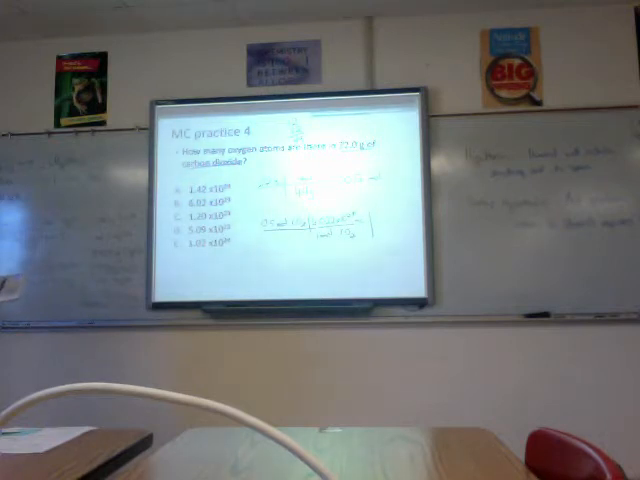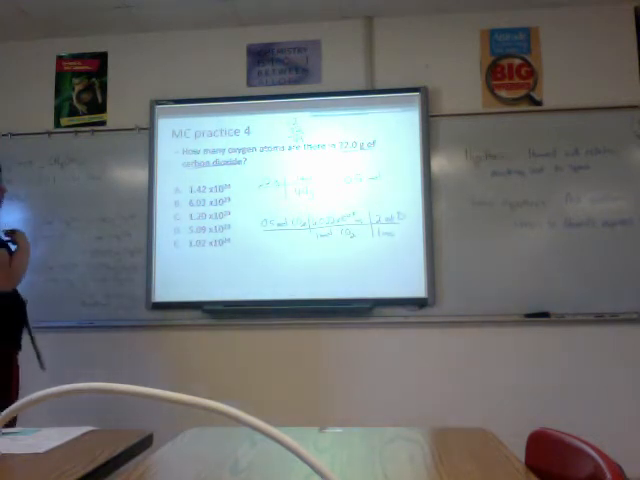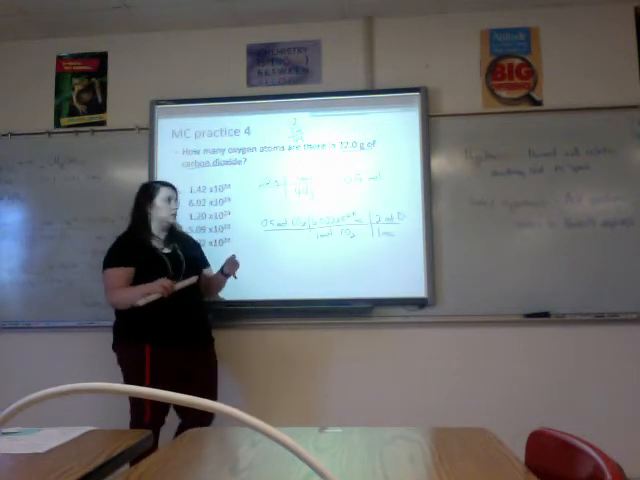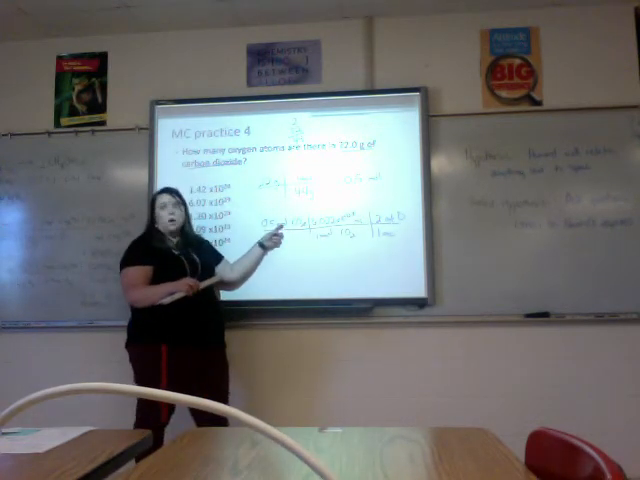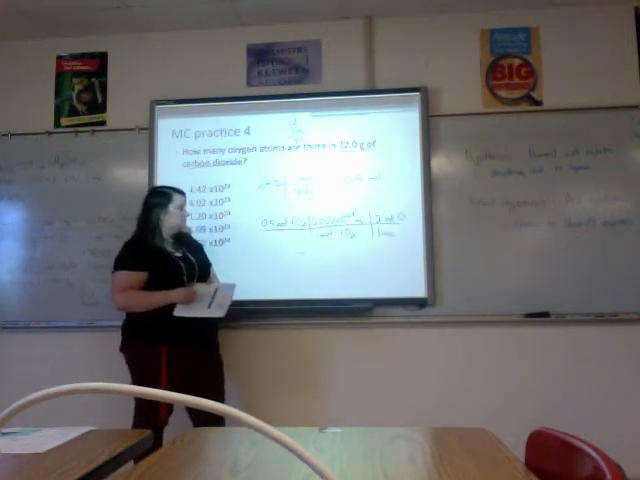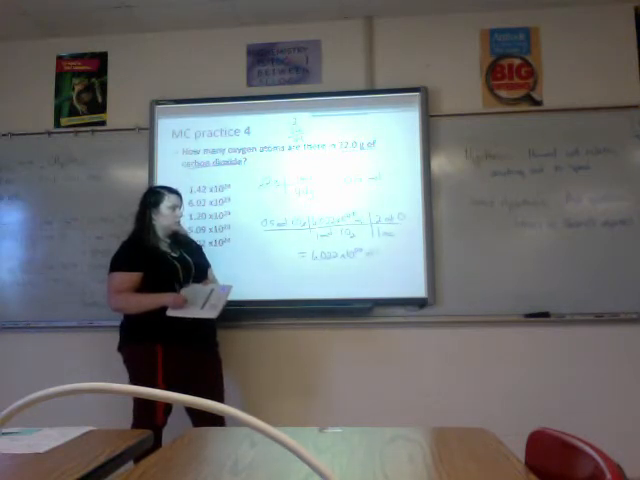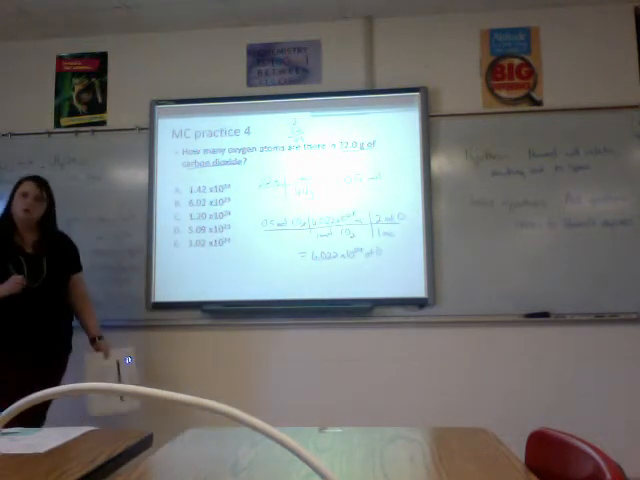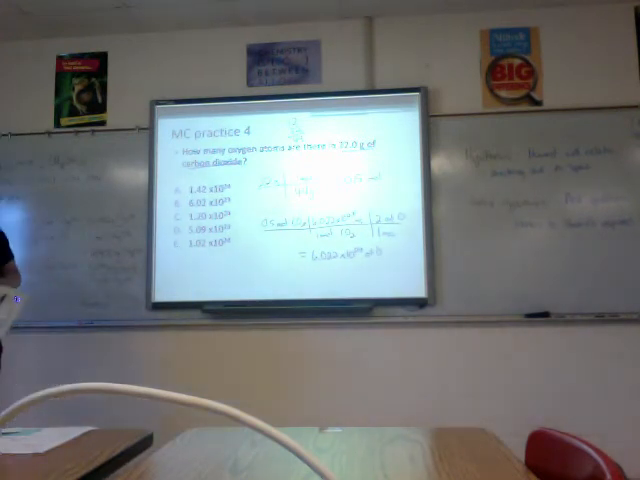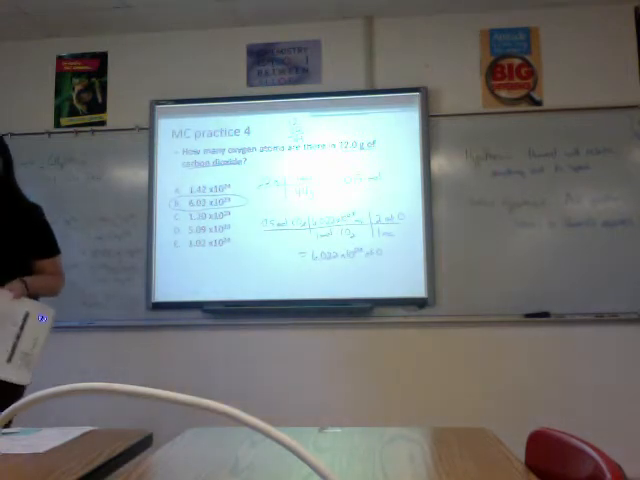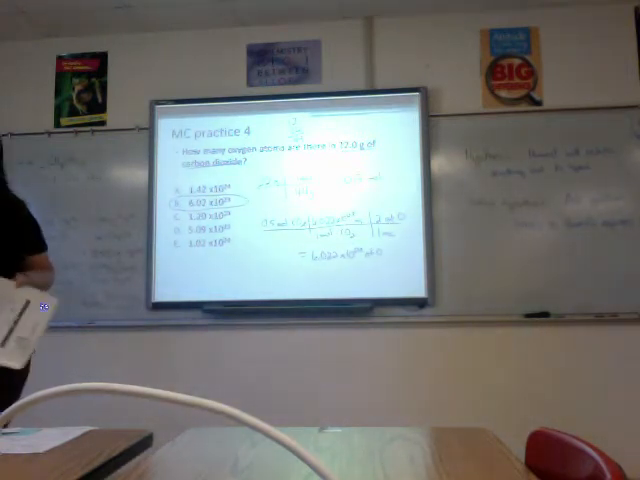And 1 molecule has 2 atoms of oxygen. So when I look at this, in my head, it's easiest to do 2 times 0.5 is 1. 1 times 6.022 is 6.022 times 10 to the 23rd atoms of oxygen. Any questions so far? All right.